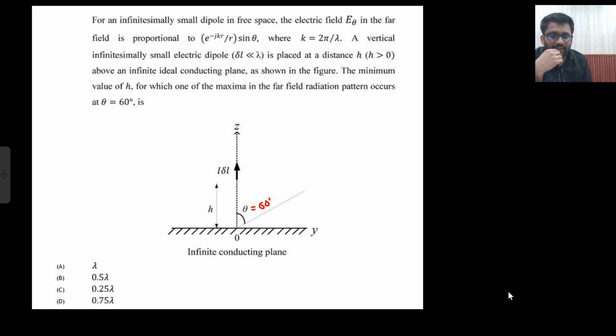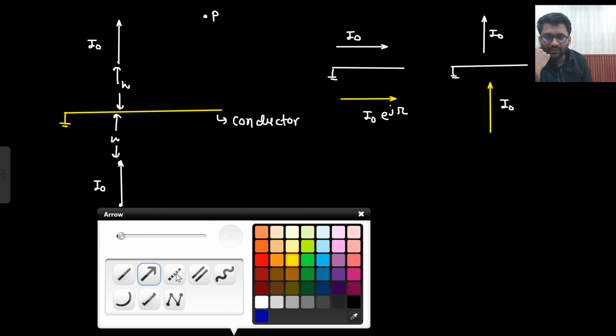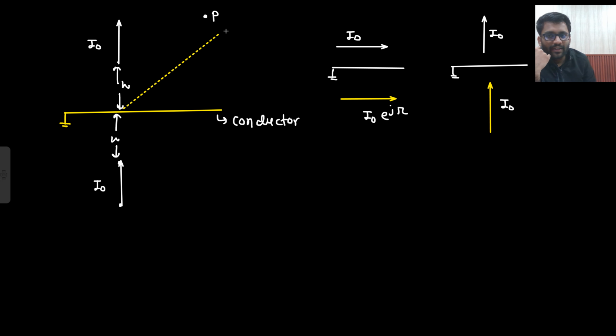And they are saying that at the angle of 60 degrees you are having the maxima. So they are talking about maxima and minima, which means you only need to write down the array factor. So this is the angle 60 degrees. Let's write down the array factor. At the origin I have assumed an antenna having current I naught and a phase of 0 degrees. With respect to that, if I call this antenna 1 and this antenna 2, how will I write down my array factor?